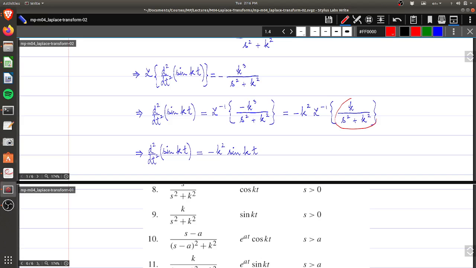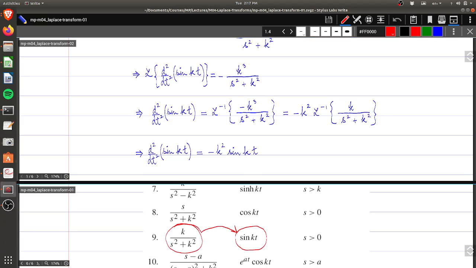Now let's look for k by s square plus k square in this table. There it is, k by s square plus k square. Can you see that? This is the function. Which is the inverse Laplace transform of this one? Sin kt. Is this understood? Have you all understood this? Is this clear, everybody? Yes, sir.